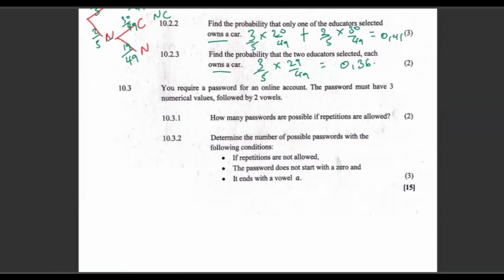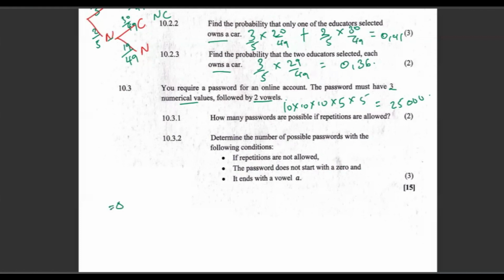So you require a password for an online account. The password must have 3 numerical values followed by 2 vowels. How many possible passwords can be obtained if repetitions are allowed? So numerical values, which means we have 10 options. So that's going to be 10 times 10 times 10. And then we must have only 2 vowels. So that's going to be 5 times 5. Okay, that is 25,000 passwords that we can get.